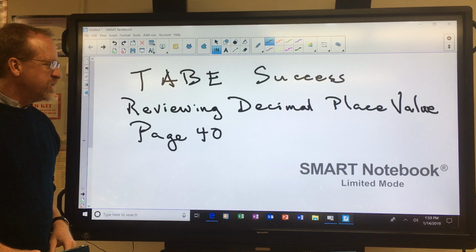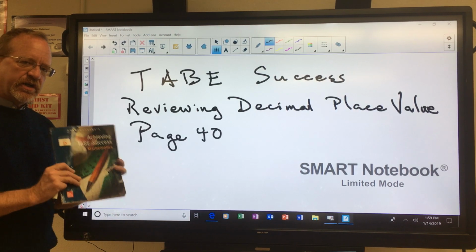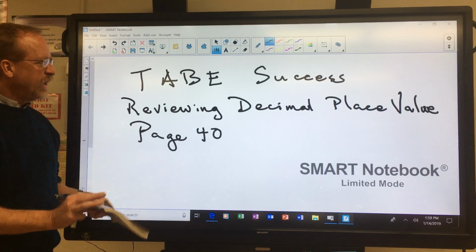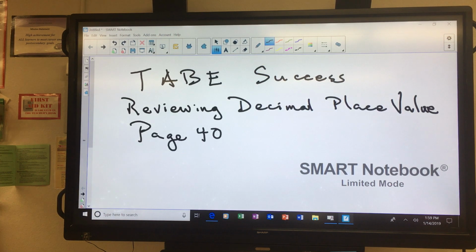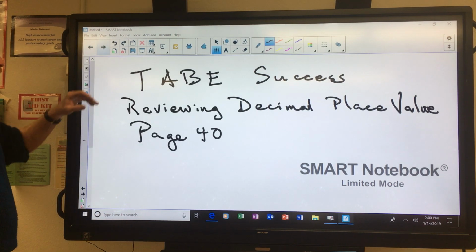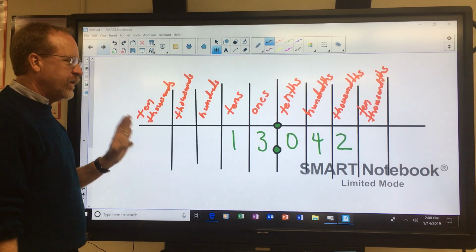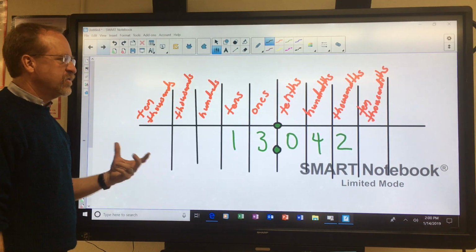We're going to be working in a new section now. It's the decimal section, and we're in your TABE Success book. Our starting place is reviewing decimal place value on page 40. Now, we looked at place value when we started the course, so this is just a review.